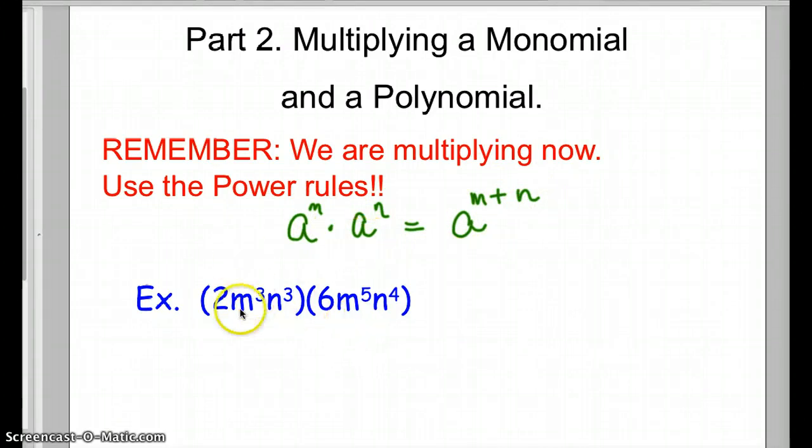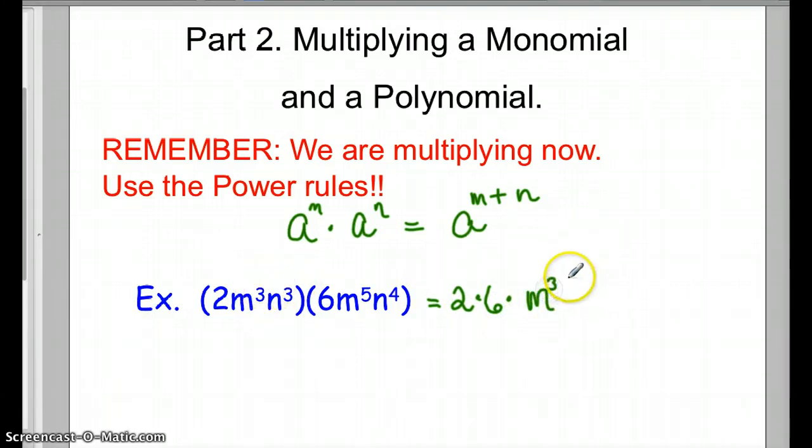Okay, so in this multiplication problem, and this is all multiplication, we have coefficients, 2 and 6, and we have the variable m and the variable n. Now we can rearrange this, since it's all multiplication, in this way: 2 times 6 times m, and we can look at the powers that m has. M to the third times m to the fifth times n to the third times n to the fourth.